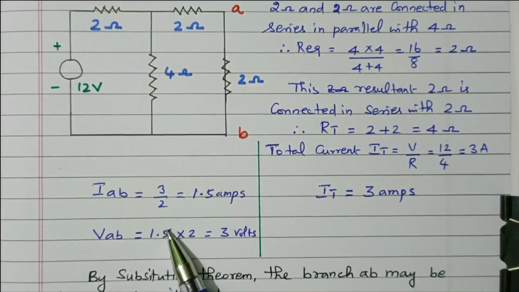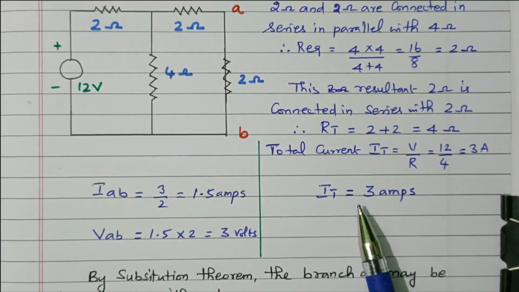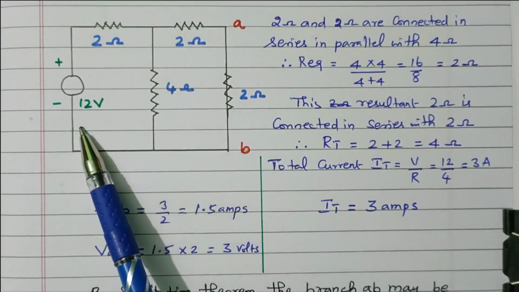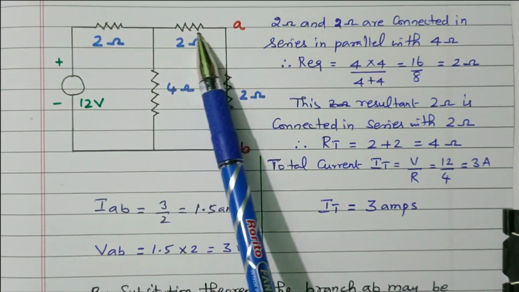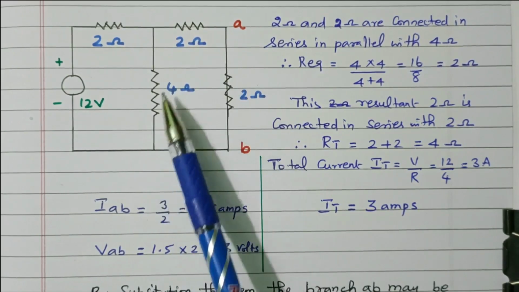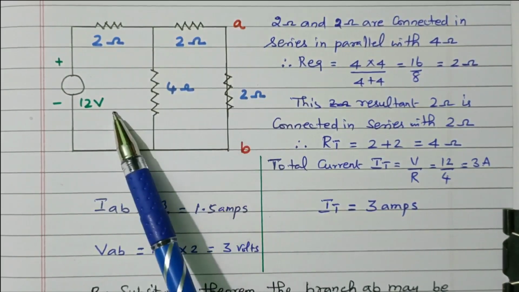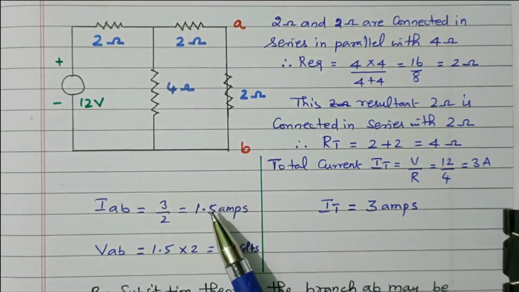We need to find the current flowing through AB, right? The total current available is 3 ampere. So from this voltage source 3 ampere is flowing. At this point the current is diverted. See, this is 4 ohm and this is also 4 ohm. Both are equal resistors, so 3 ampere will be equally divided: 1.5 ampere and 1.5 ampere.